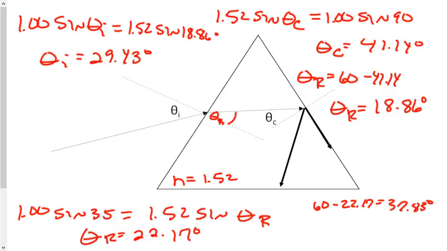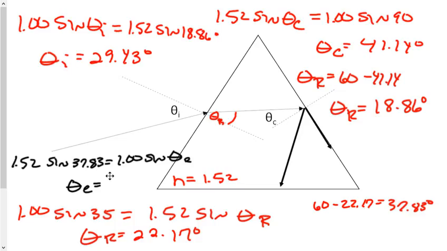Let me change colors so we don't get too confused. So we're coming out to air. So we have 1.52 times the sine of 37.83 equals 1.00 times the sine of theta emerging, as we always call the emerging angle when it comes out. And we find that theta emerging is going to equal 68.79 degrees.